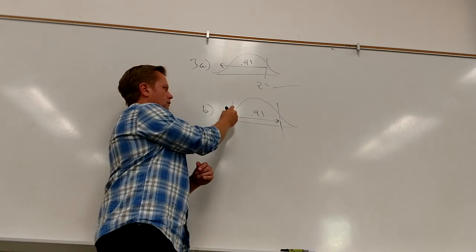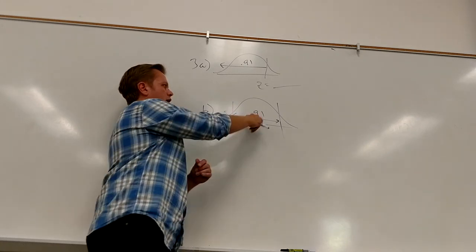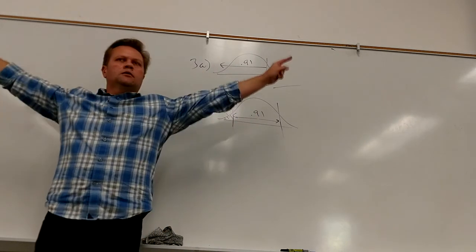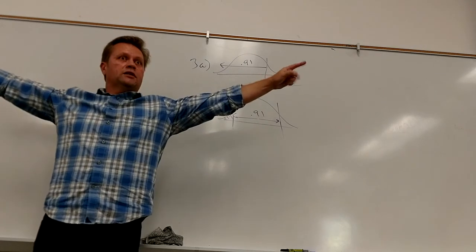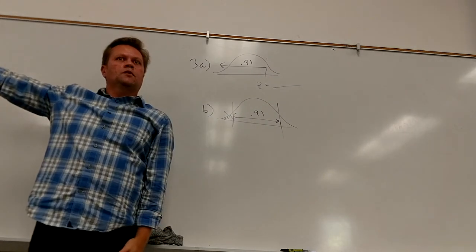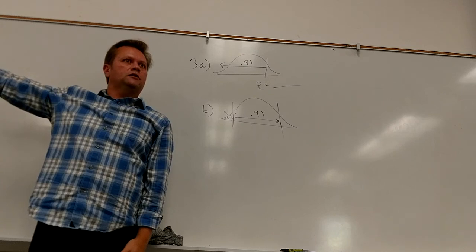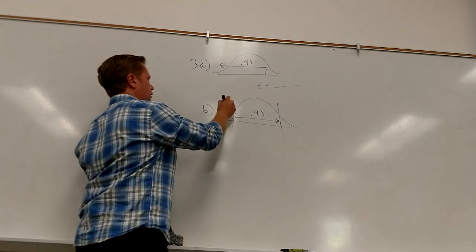What's this area right here? If there's 91% inside, there must be 9% outside, which means there must be 4.5% on that side. So 0.045.